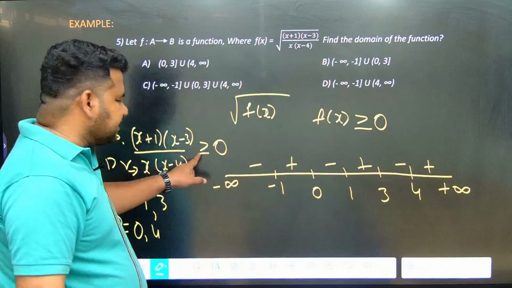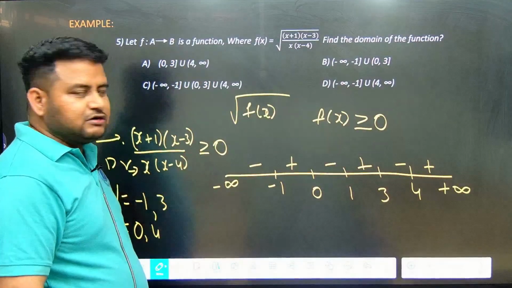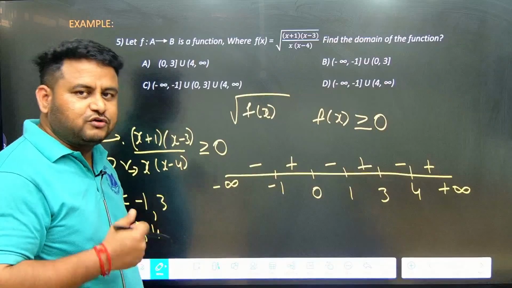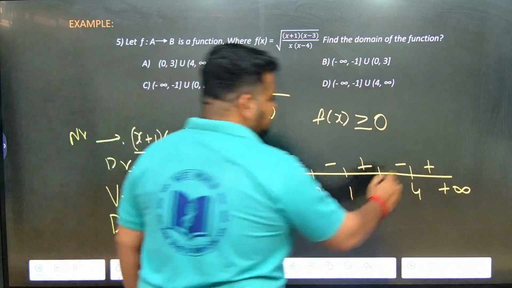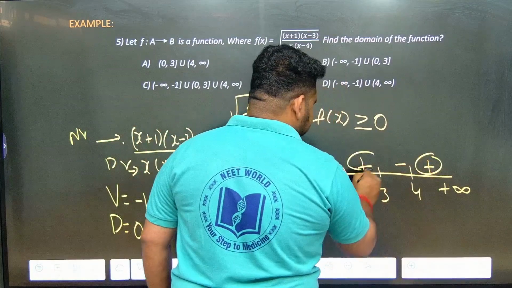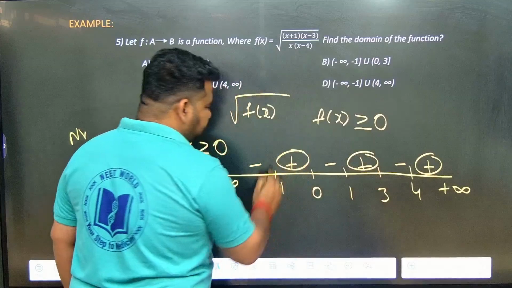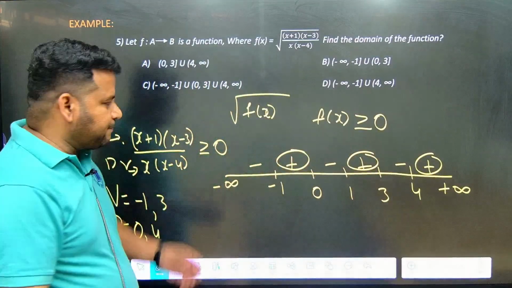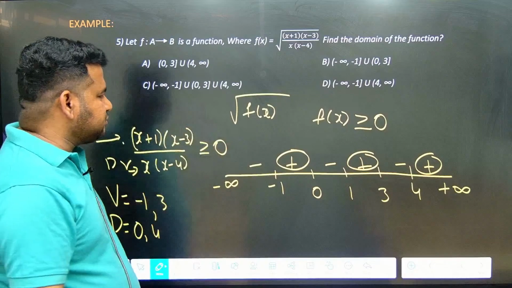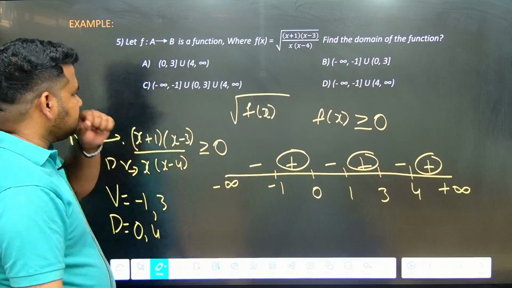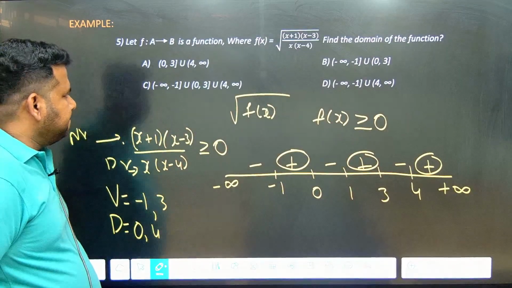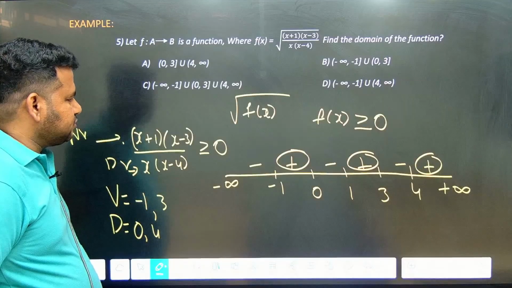Now this is greater than or equal to 0, which means we have to find the positive region. This is a positive region, and this is a positive region. Similarly, this is also a positive region, and this is also a positive region. So let us write down these positive regions.